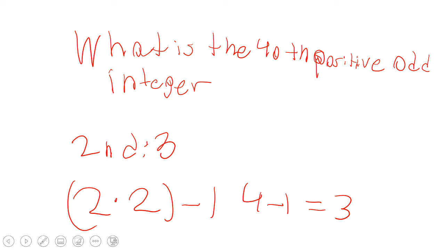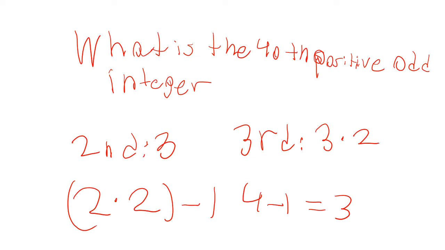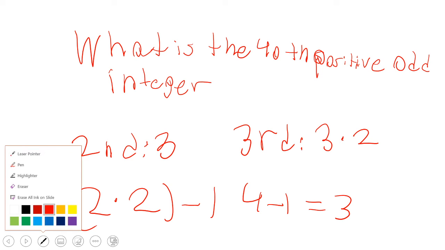So that's what we're basically doing here. Let's calculate the third positive odd integer. Well, you probably already know this is just 5. So how do we get to 5? Well, we took 3 multiplied by 2, and we get 6. 6 minus 1 is 5. So currently our formula is working.